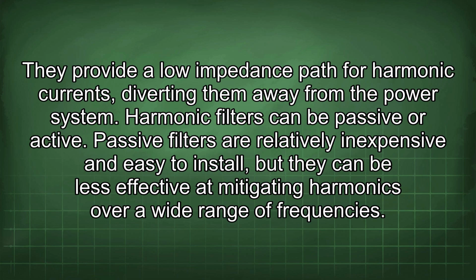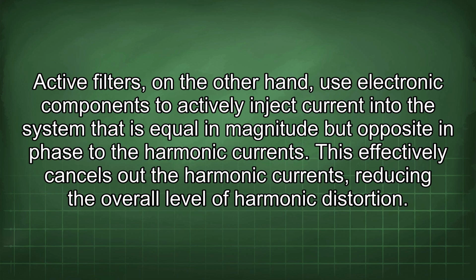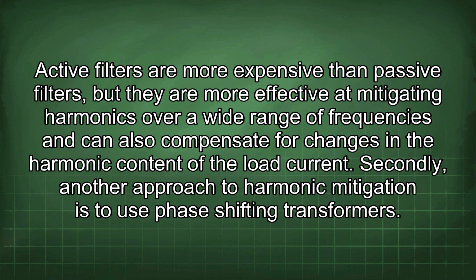Passive filters are relatively inexpensive and easy to install, but they can be less effective at mitigating harmonics over a wide range of frequencies. Active filters, on the other hand, use electronic components to actively inject current into the system that is equal in magnitude but opposite in phase to the harmonic current. This effectively cancels out the harmonic currents, reducing the overall level of harmonic distortion. Active filters are more expensive than passive filters, but they are more effective at mitigating harmonics over a wide range of frequencies and can also compensate for changes in the harmonic content of the load current.